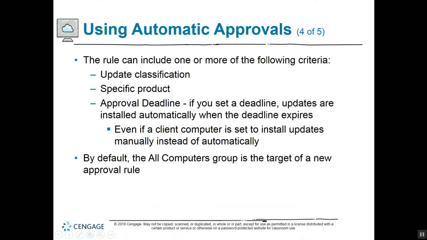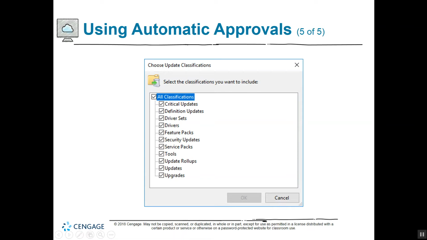Now that rule can include one or more of the following criteria: update classification, specific product, or approval deadline. Now here's the update classifications: critical updates, definition updates, driver sets. So each one's separate, distinct of the other, but they're all just as important.